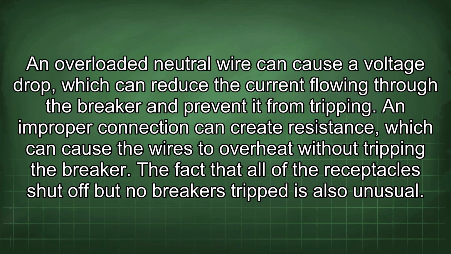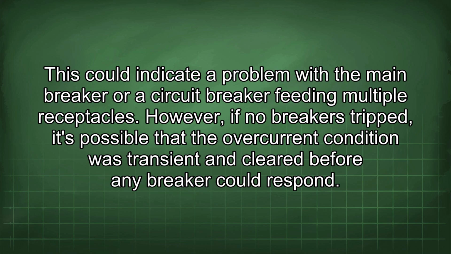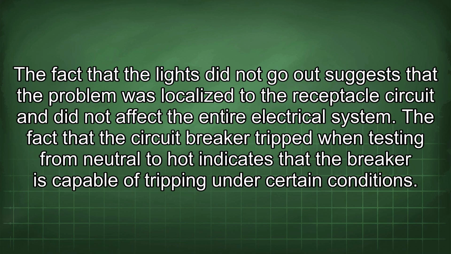The fact that all of the receptacles shut off but no breakers tripped is also unusual. This could indicate a problem with the main breaker or a circuit breaker feeding multiple receptacles. However, if no breakers tripped, it's possible that the overcurrent condition was transient and cleared before any breaker could respond. The fact that the lights did not go out suggests that the problem was localized to the receptacle circuit and did not affect the entire electrical system.